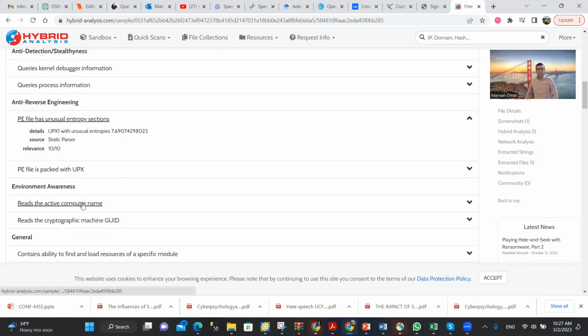It reads the active computer name. So if this malware specimen were to compromise the computer, it will read the active computer name, and maybe it will send that information over the network to a command and control server. So there's a wealth of information that we can read here and learn about the behavioral aspects of this malware specimen.